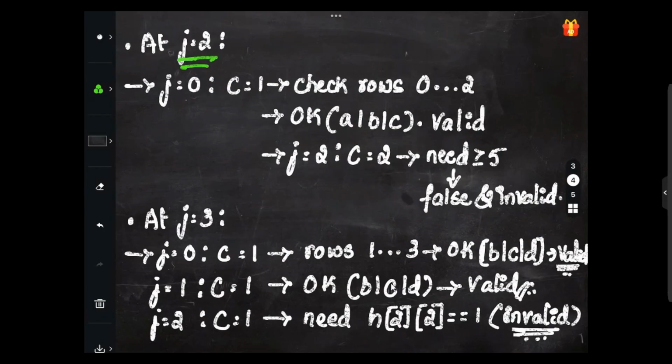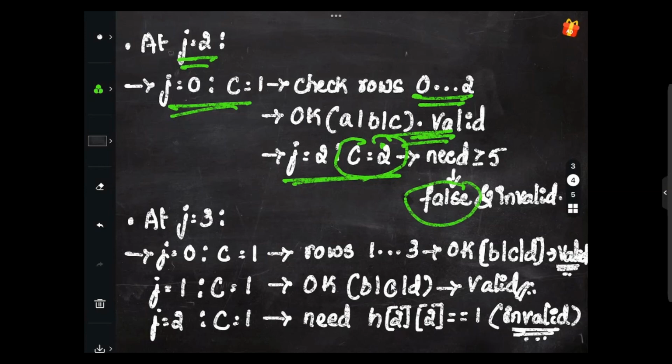When j equals 1, the same thing we'll be looking into. We will be checking from 0 to 2. Again this is valid. When j equals 2 and column 2 we are considering, we need greater than or equal to 5. So this will be false. We have considered j equals 2, c equals 1. Now we are going with j equals 2 and c equals 2. We need greater than or equal to 5, this will be false and invalid, so we will not be considering this.